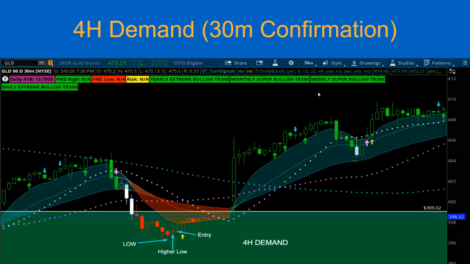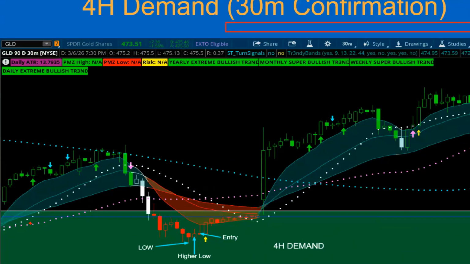Okay, there we go. All right, let's look at an example on a 4-hour demand zone. I went down to a 30-minute chart for confirmation. On those white candles to the left, price enters the demand zone. I flip down to a 30-minute chart and I am looking for a higher low and a break above the body.